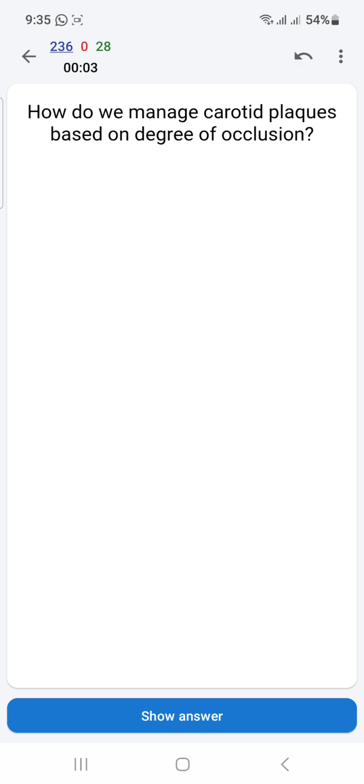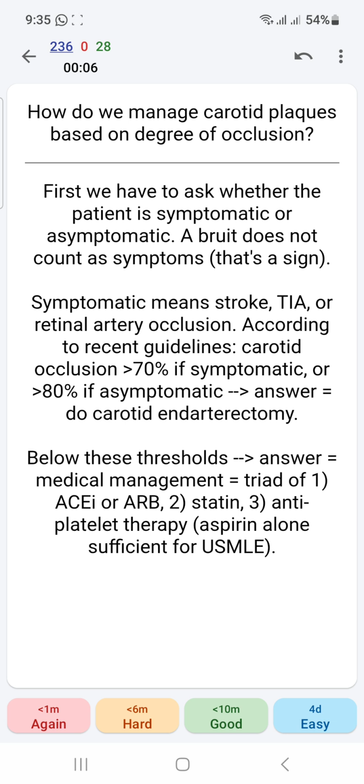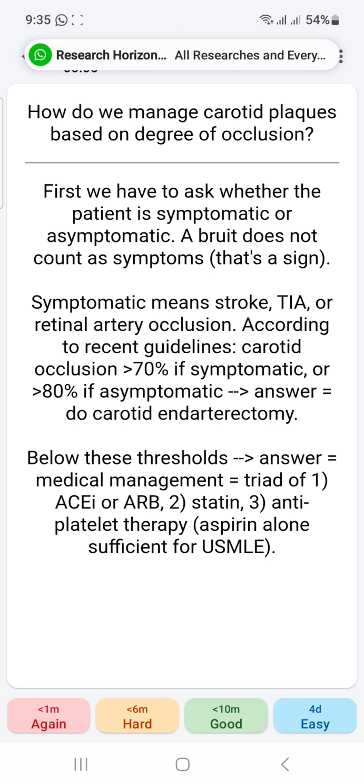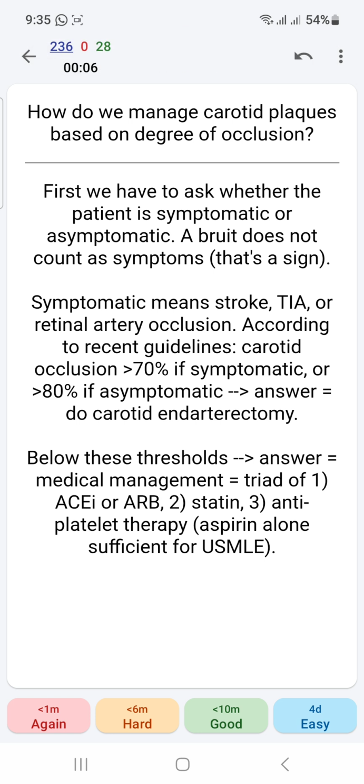How do we manage carotid plaques based on the degree of occlusion? Easy peasy. First, we have to ask whether the patient is symptomatic or asymptomatic. A bruit does not count as symptoms. That's a sign. Symptomatic means stroke, TIA, or retinal artery occlusion. According to recent guidelines, carotid occlusion more than 70% if symptomatic or more than 80% if asymptomatic. The answer is carotid endarterectomy.